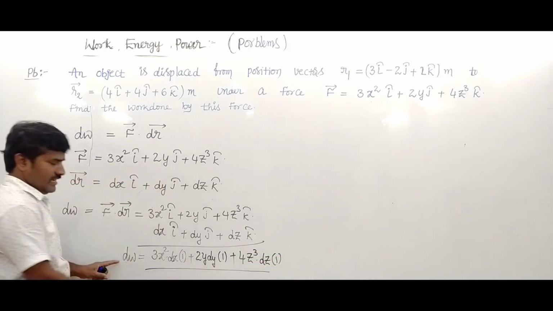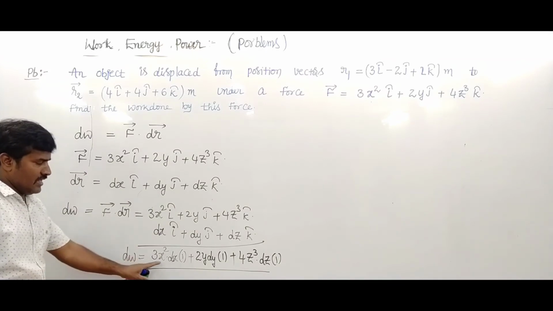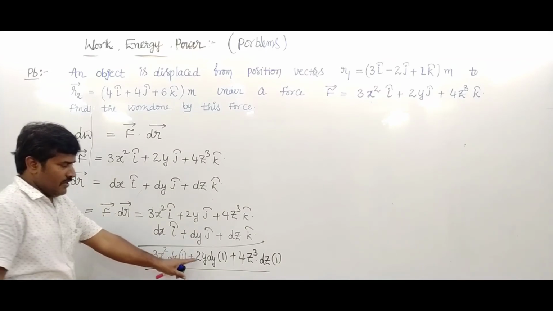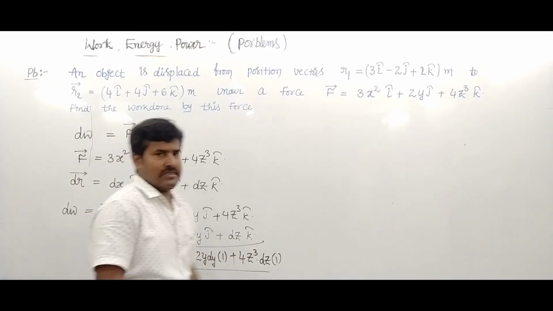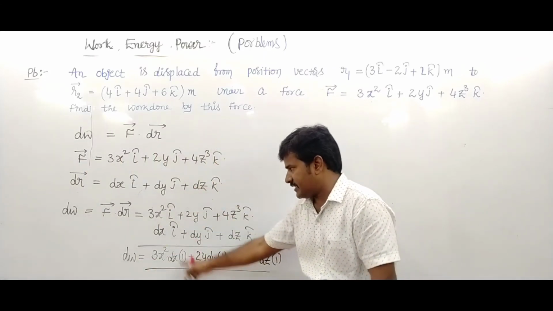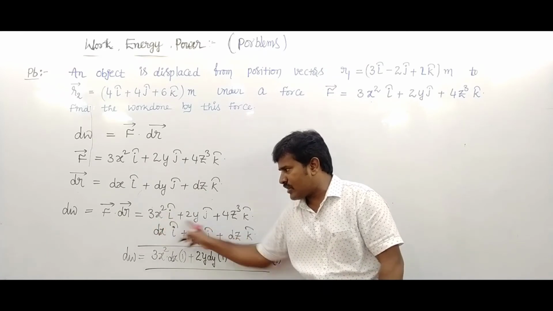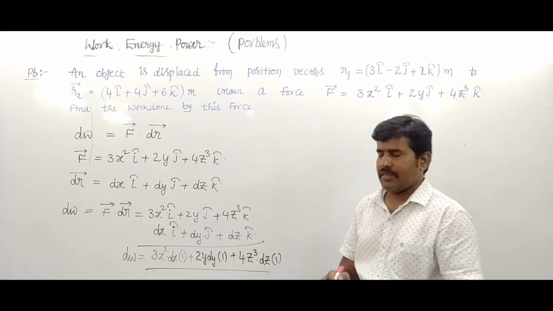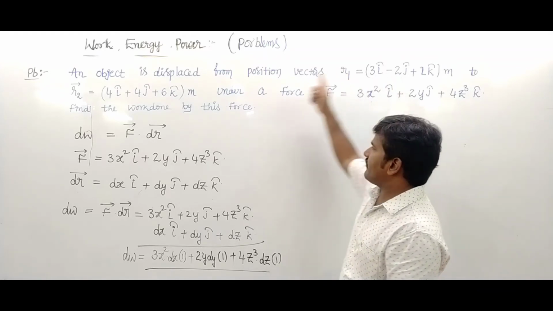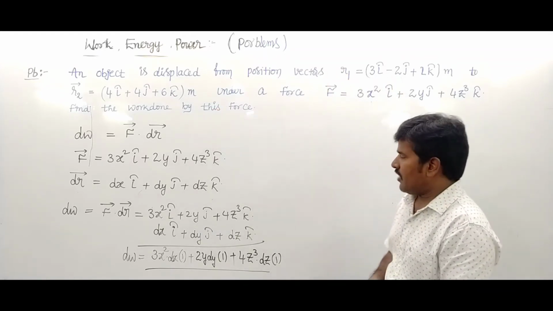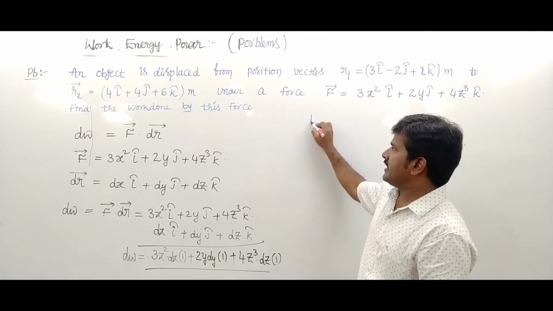So this is dW, the work done, written as 3x² dx plus 2y dy plus 4z³ dz. This is the dot product of force and position vector. So we want the work done. Two different positions are given, and we want the work done.